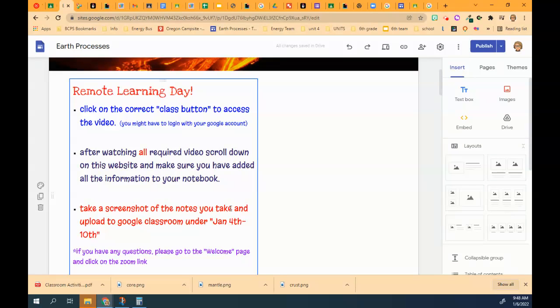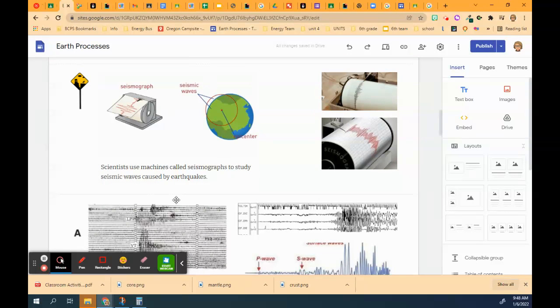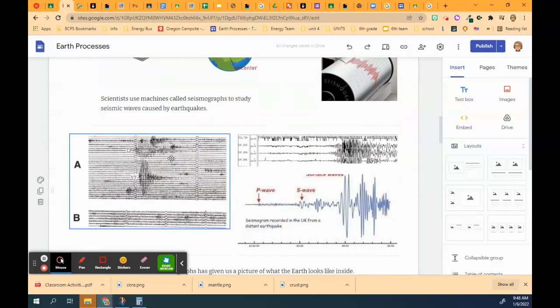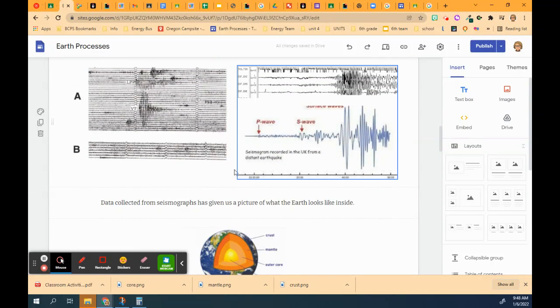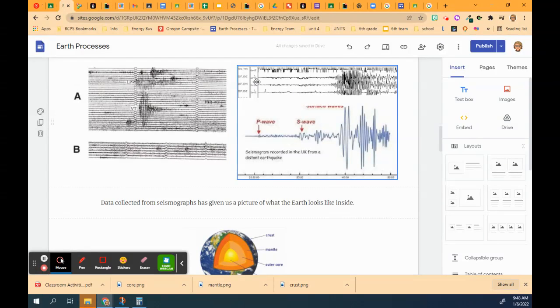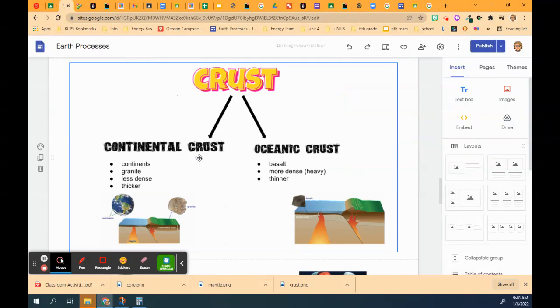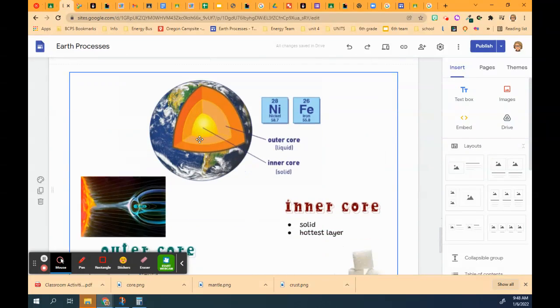So I'm going to take you back over to the website. And if you scroll down, I've written some notes here. I have put some actual seismograph charts on here. This is kind of cool because this is the actual seismograph data they collected right here from Mount St. Helens in the 80s when it erupted. So we keep going. I've taken some more notes, all the way down.